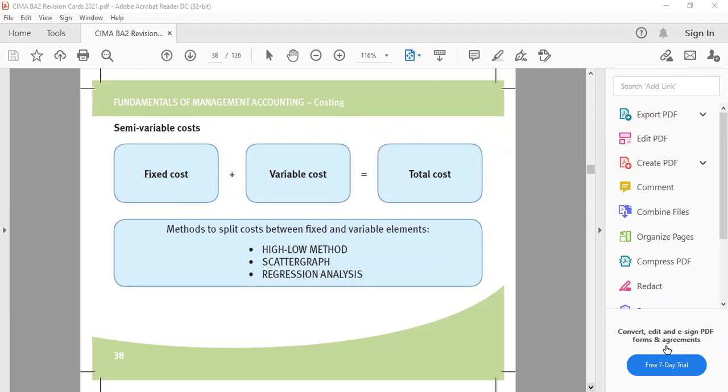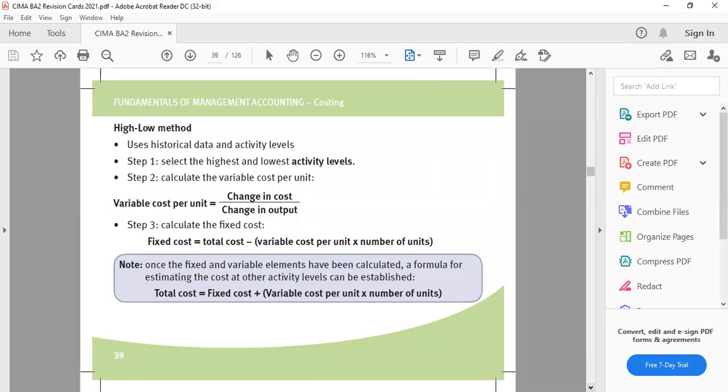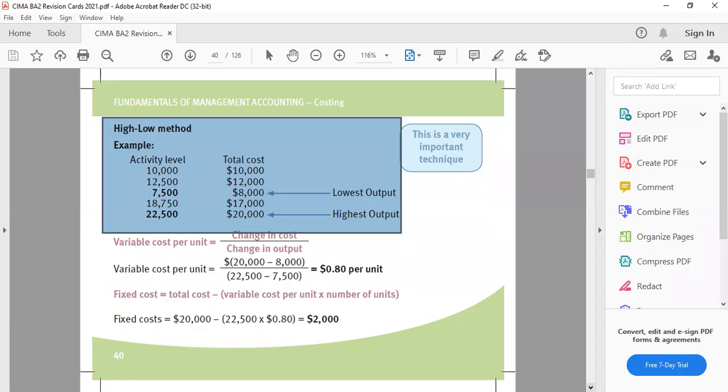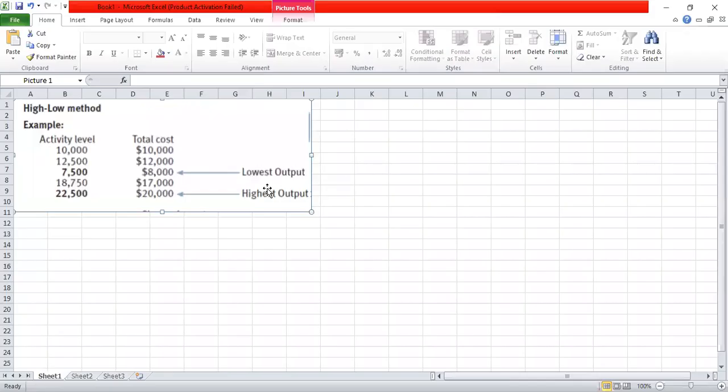So there is an example given here. I will help you understand how we work it out. I've copied this and pasted it in an Excel file. Along with you, I will also work it out, so then you can understand how we do that. See, a set of data is given. For example, there are various activity levels and the total costs are given. The same example I have copied here. Let's work out how we solve this particular question.